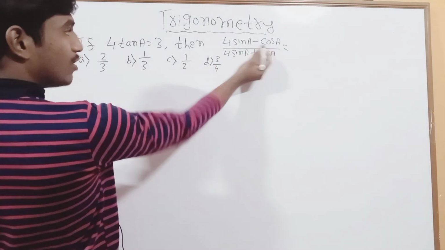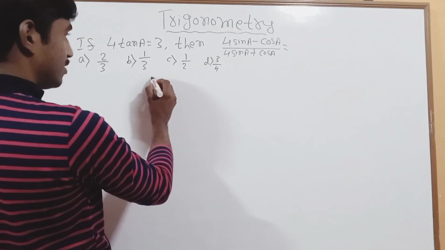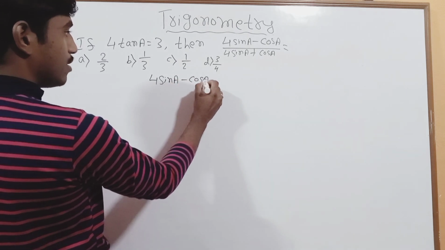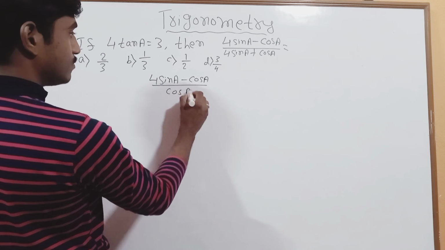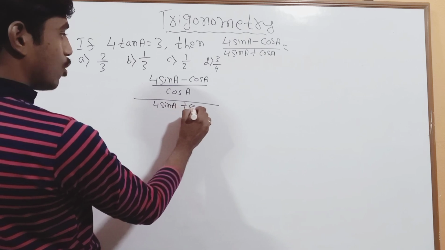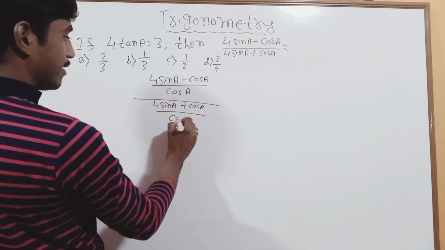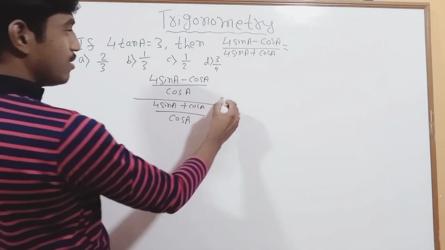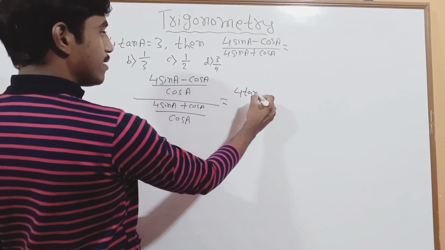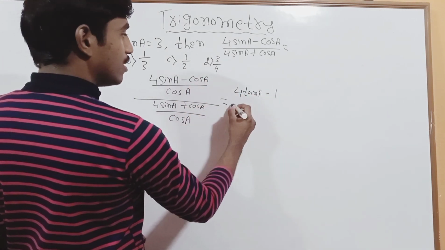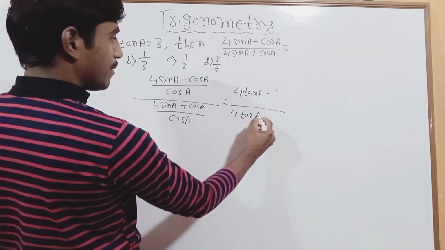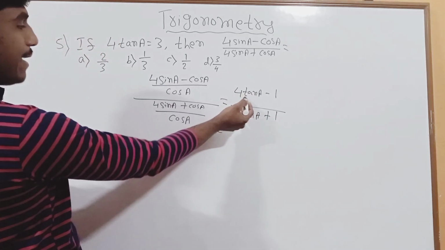How? We divide the numerator and denominator by cos A. So you get (4 sin A minus cos A) divided by cos A, all divided by (4 sin A plus cos A) divided by cos A. Here 4 sin A by cos A is 4 tan A. Cos by cos is 1, and again sin A by cos A is tan A, so 4 tan A plus 1. The value of 4 tan A is 3.